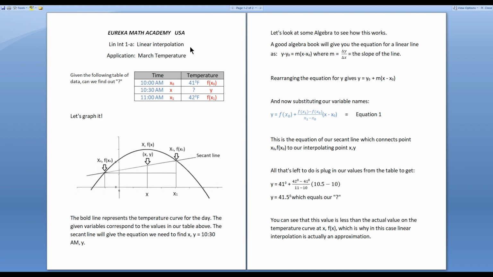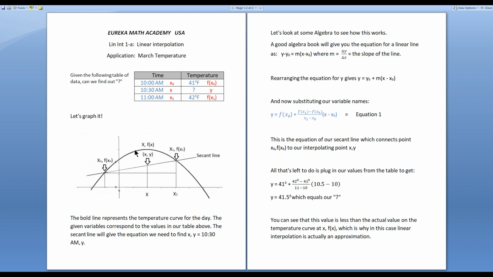Our specific application today will be March temperature. Here we have a table that shows various values of time and temperature: 10 o'clock, 10:30, and 11, and temperatures 41, 42, and the mystery temperature. What is the temperature at 10:30 a.m.? And that's what we're going to discuss today.